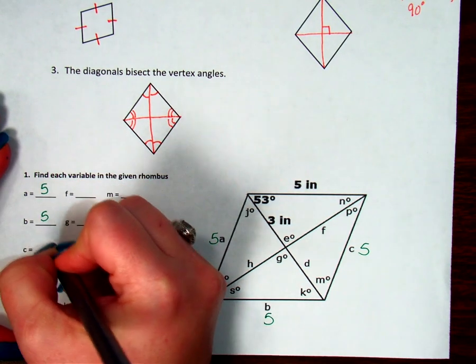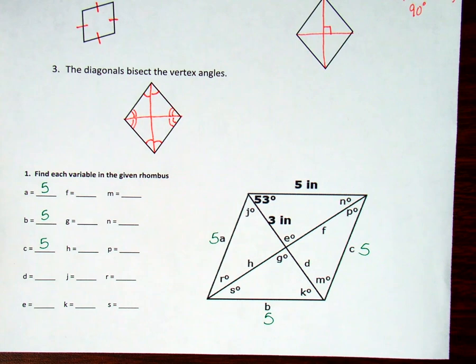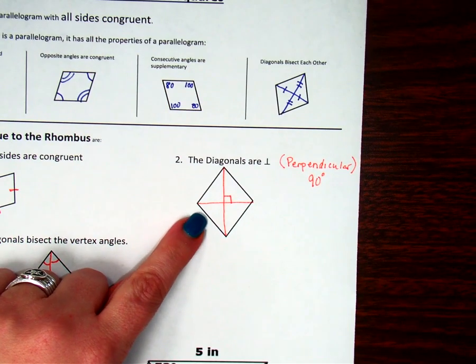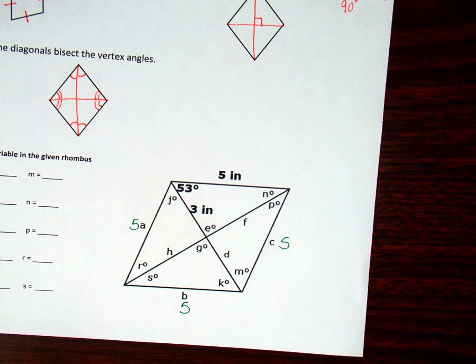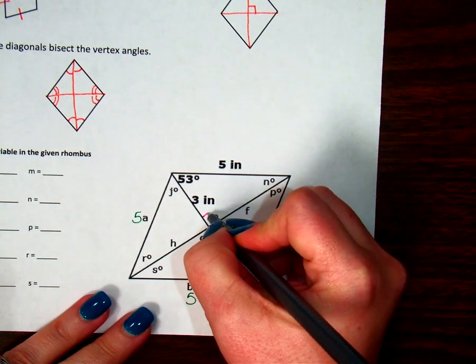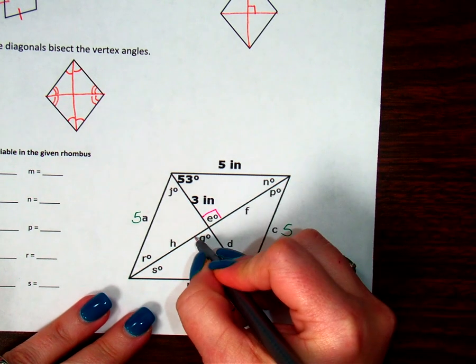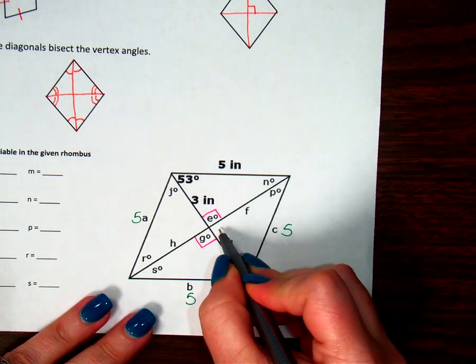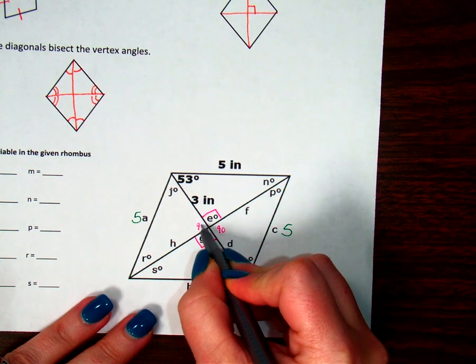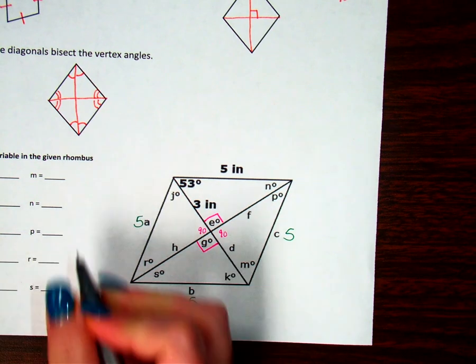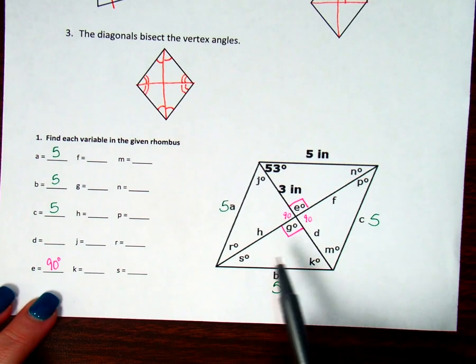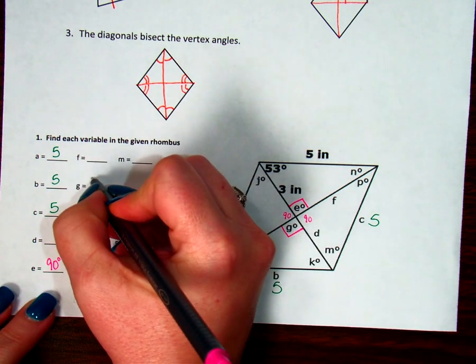5 and 5 and 5. Okay? Then the next thing, if I go on and I look, it says my diagonals are perpendicular. That's my second unique property to the rhombus. So my diagonals are going to intersect at a 90-degree angle. So that means I know what E is, and I also know what G is, because all 4 of these angles in here are going to be 90 degrees. So E is 90 degrees. I didn't get D, but don't worry, we'll get back there. And G is 90 degrees.